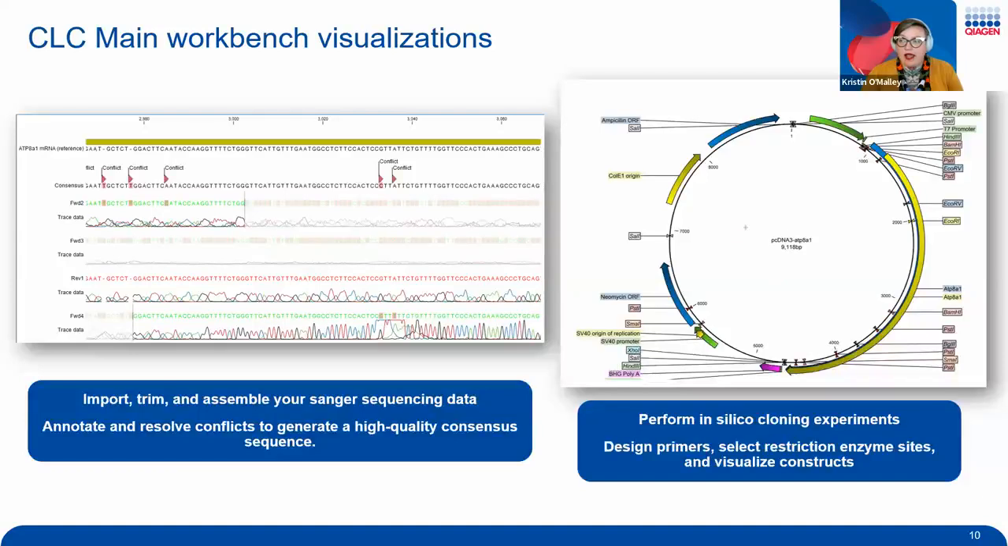So here we're going to go ahead and create a construct using a vector and an insert sequence. And while we're doing that, we'll be designing some primers. We will be trying to figure out what types of restriction enzyme sites we want to use and tack on to the end of our primers. And then finally, we'll perform an in silico cloning experiment to make sure that everything is checking out before we even spend time at the bench performing these experiments.